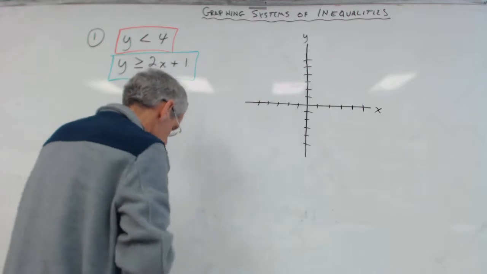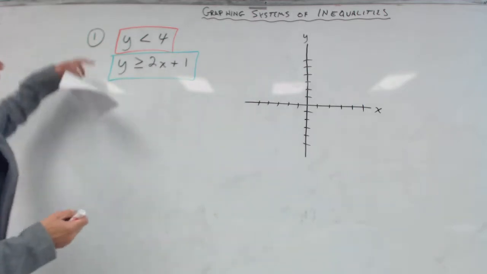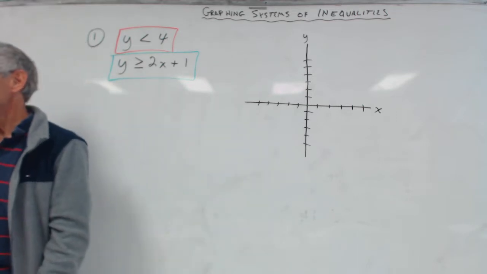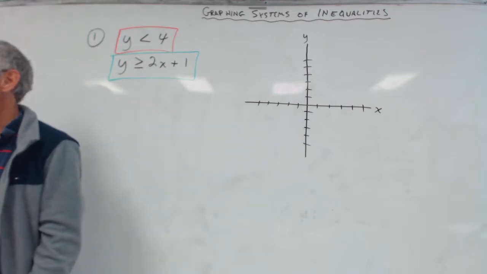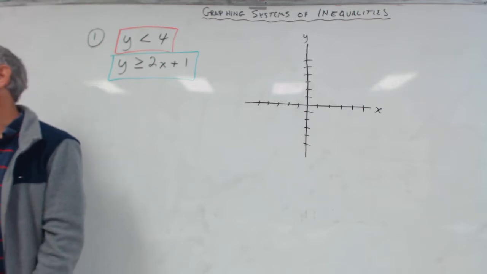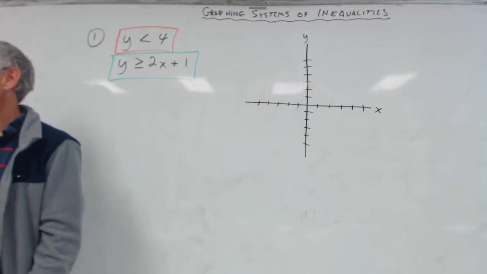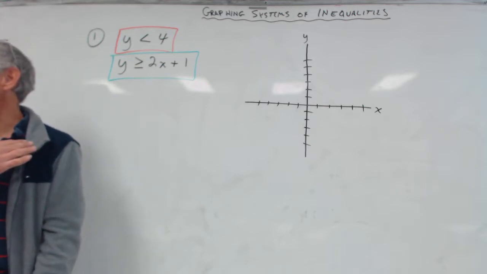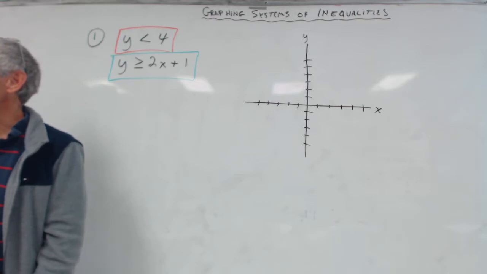Okay, so I'm going to graph the first one first. How would I graph y is less than 4? Mushi, what would you say? Yeah. How would I graph that? I already asked you. You don't have to raise your hand. I know, it's tricky, because I haven't done these very often. I'm asking you because I want to see if you remember.